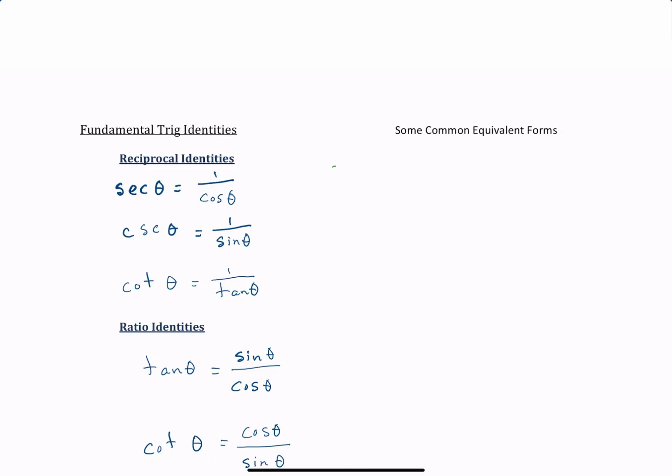Cosecant of theta is defined to be r over y, whereas sine of theta is y over r. So cosecant of theta is 1 over sine of theta. And similarly, cotangent of theta is 1 over tangent of theta.